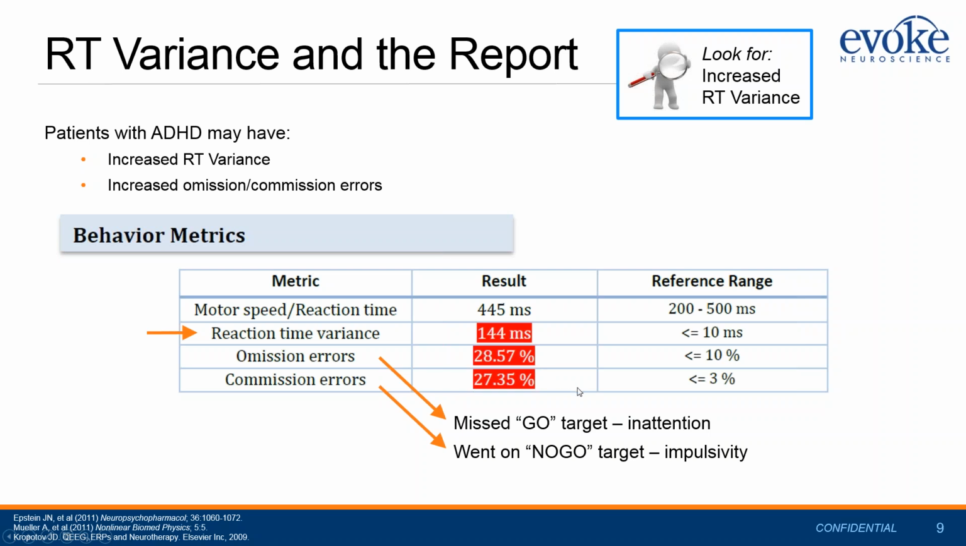Now, one note that I will make is if you're testing older patients, not necessarily ADHD patients, just any patients that walk into your office that are considerably older in age, our commission errors can be high for them. And that might reflect that they didn't understand the task. So keep an eye out for that. If you're seeing commission errors 50% and above, they probably didn't understand the task, and you'd want to potentially retest, make sure they got it, or just take the behavioral metrics with a grain of salt in that event.